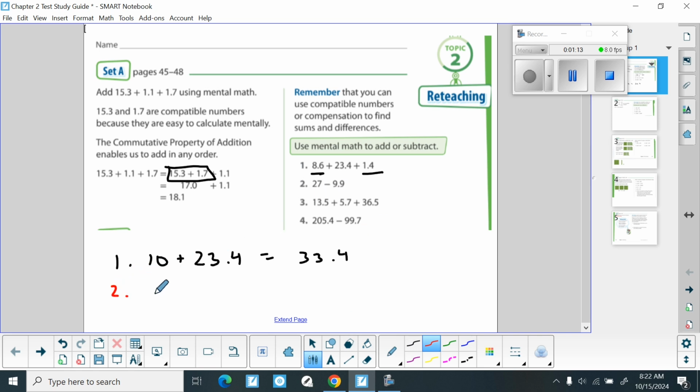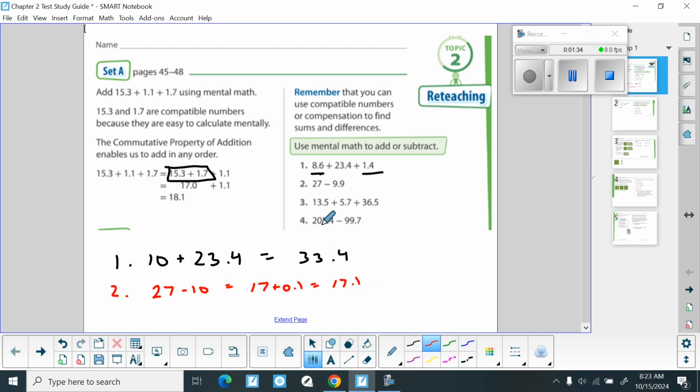For number 2, we have 27 minus 9.9. So in my head, I could do 27 minus 10, which is 17. But what did I do when I did that? I over subtracted by a tenth, right? So I'm going to add a tenth back because I over subtracted, and that gives me 17.1.